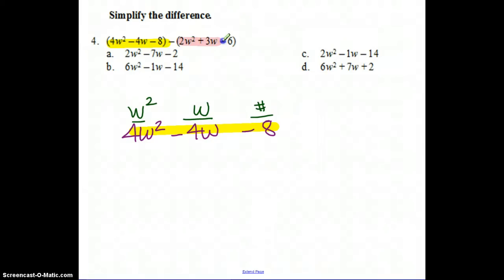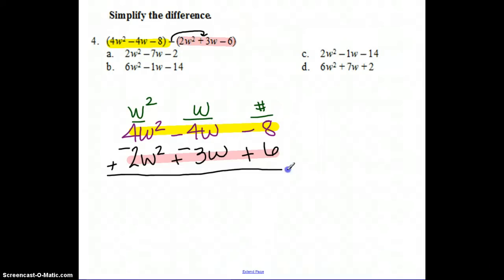Then I'm going to take this and put it in the second row. Now notice that I didn't highlight this minus sign. I'm going to have to distribute that eventually. But let's get our stuff organized first. So I have 2w squared plus 3w minus 6. And now I have to distribute that negative to everything that's in here. That means this 2 becomes negative, 3 becomes negative, and this 6 becomes positive.